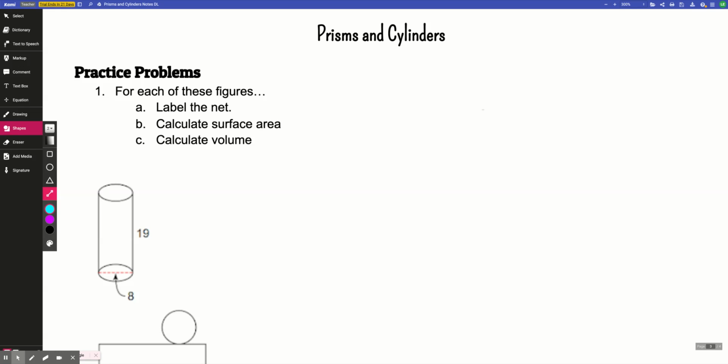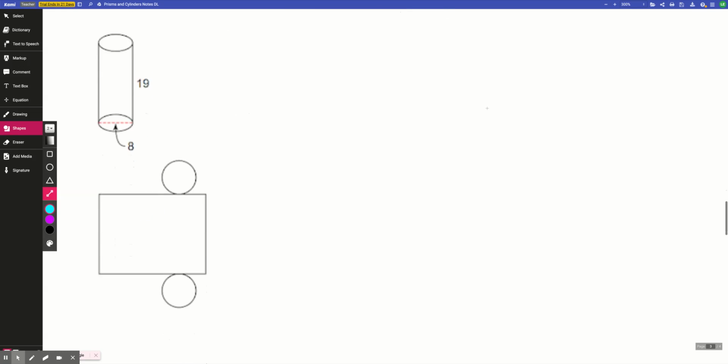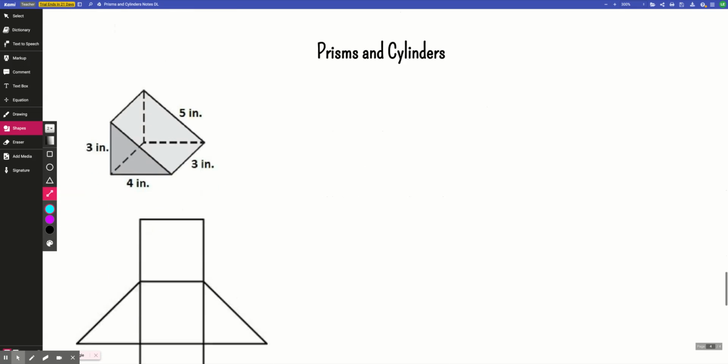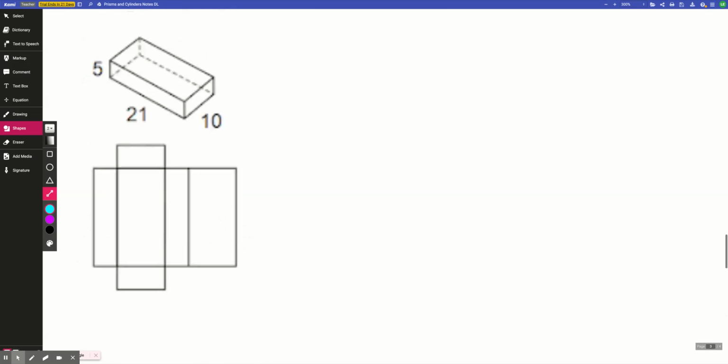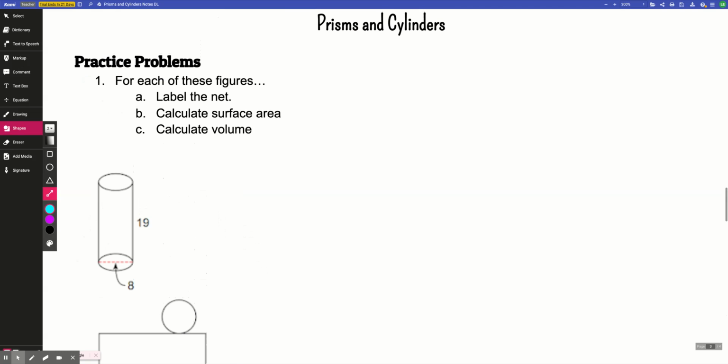Okay, I've got three different 3D shapes for you here. There's a cylinder, a rectangular prism, and a triangular prism. For each of these, we're going to label the net, because we have the 3D shape and the unfolded net. We're going to calculate surface area using the correct formula, and we're going to calculate volume using the correct formula.